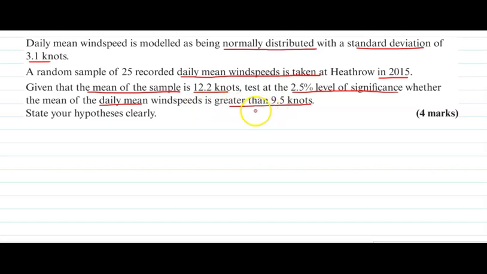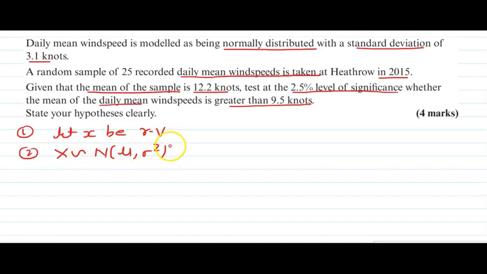For this, we are going to do a hypothesis test. So here we can assume, let X be a random variable which we are going to find. Second thing is X is distributed normally with mu and sigma square. What is mu here? Mu is 9.5. 12.2 is coming, that we need to calculate. Mu is 9.5. And sigma square. Sigma is how much?